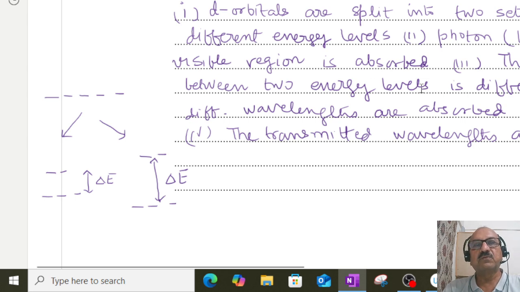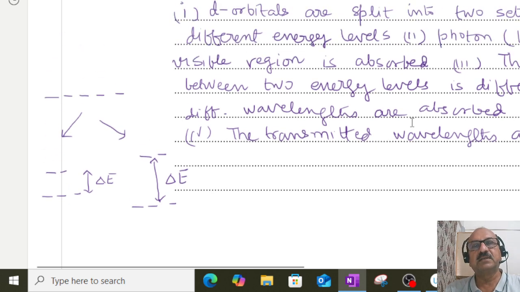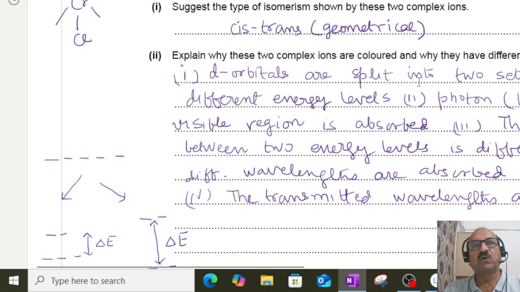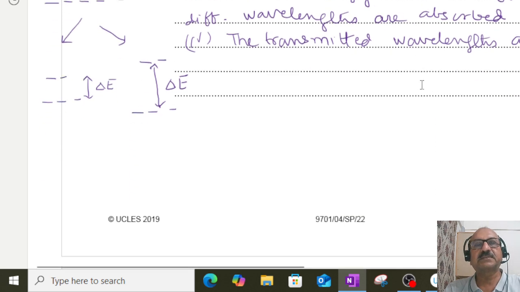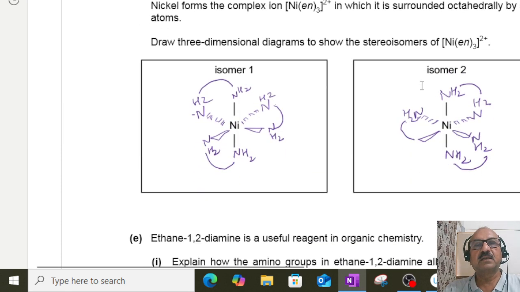There is no way to find out what color those compounds will have, whether they'll be green, yellow or blue, unless you do the calculations of the energy levels. So you don't have to do that. You have to memorize or learn, wherever required, what the colors of the complexes would be. Okay, then we go to this.